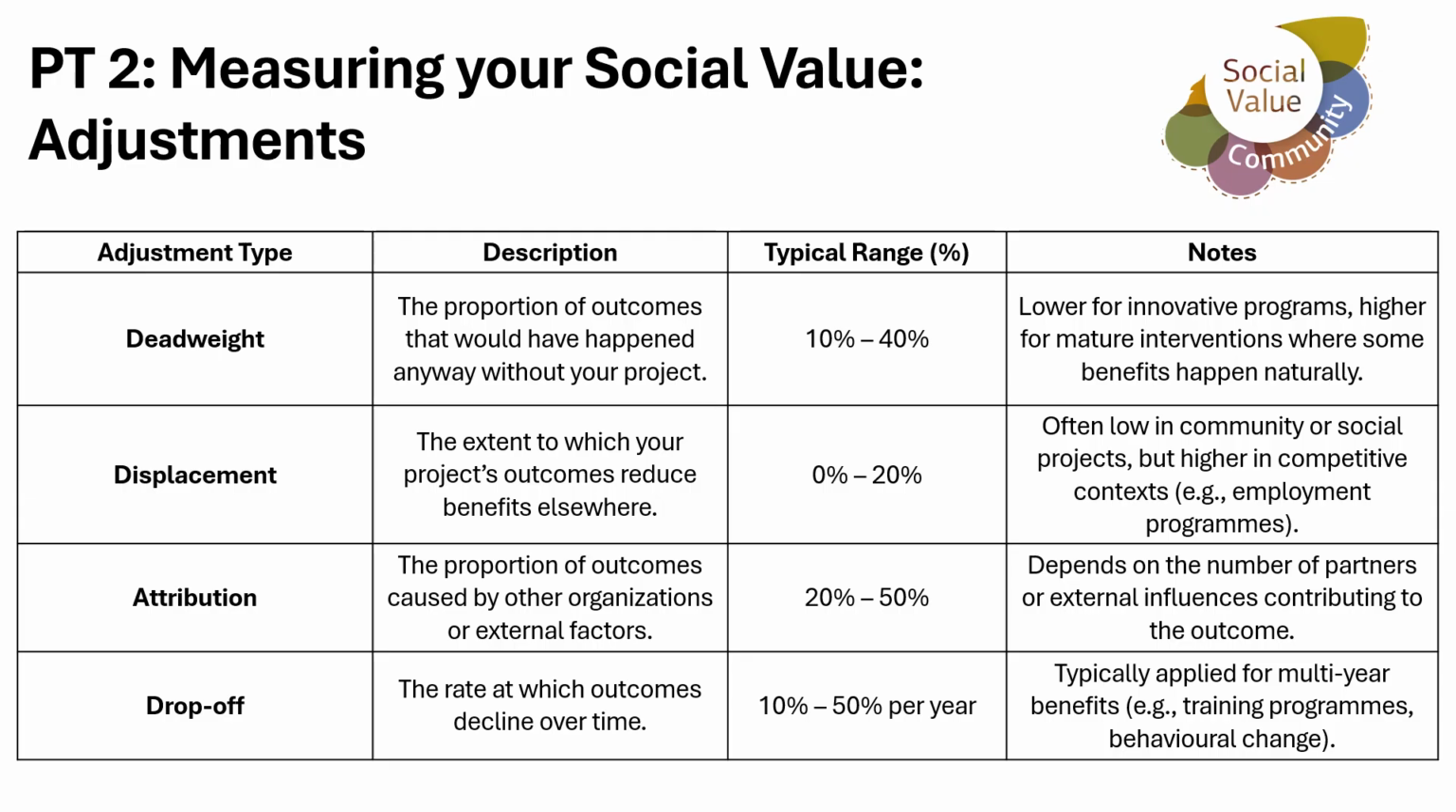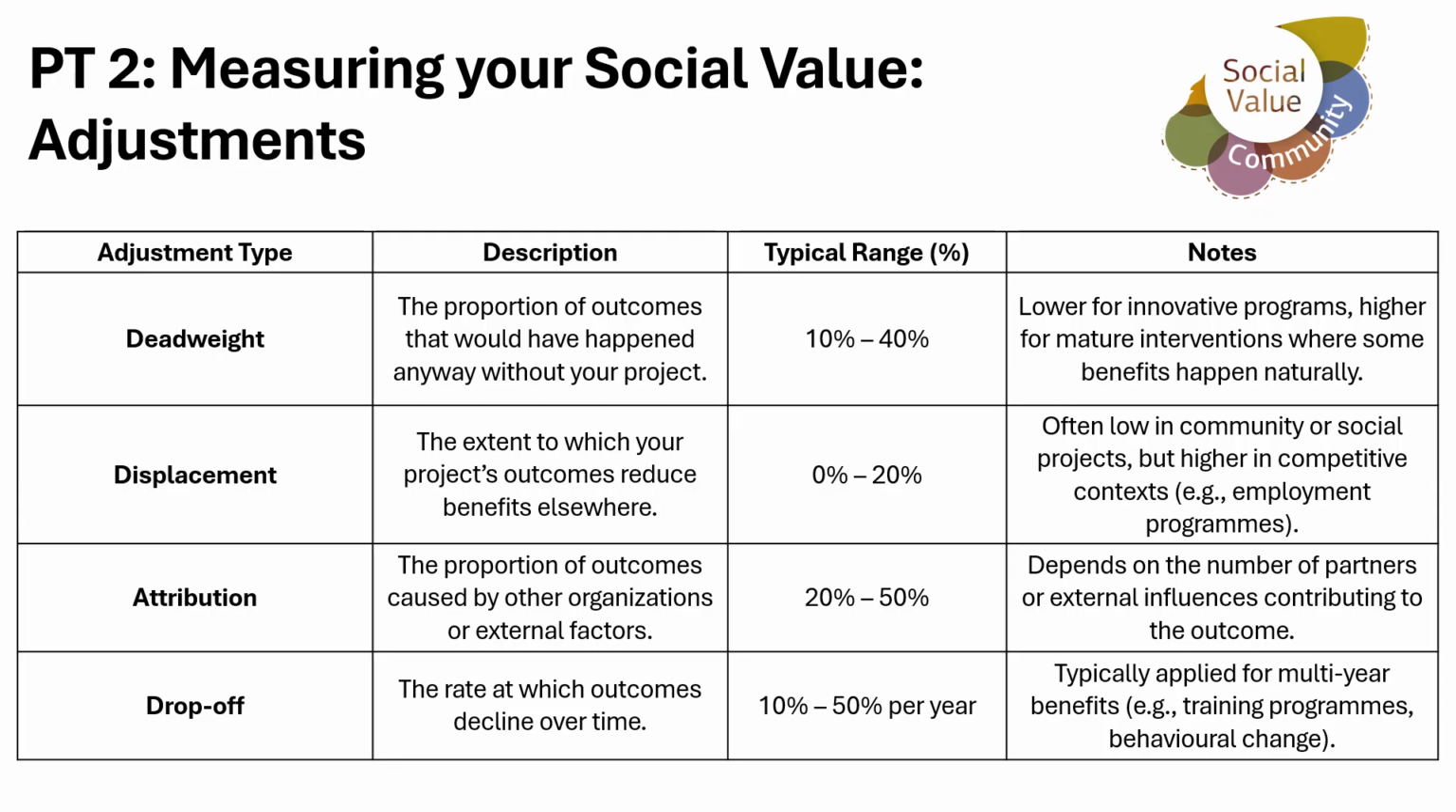Another adjustment type is displacement. And essentially what that means is the extent to which your project's outcomes reduce benefits elsewhere. A typical range that you would apply to that is between 0% and 20%. So 10% would be a good ratio for that one. And it's good to note for this adjustment type, it's often low in community or social projects, but high in competitive contexts, e.g. employment programs.